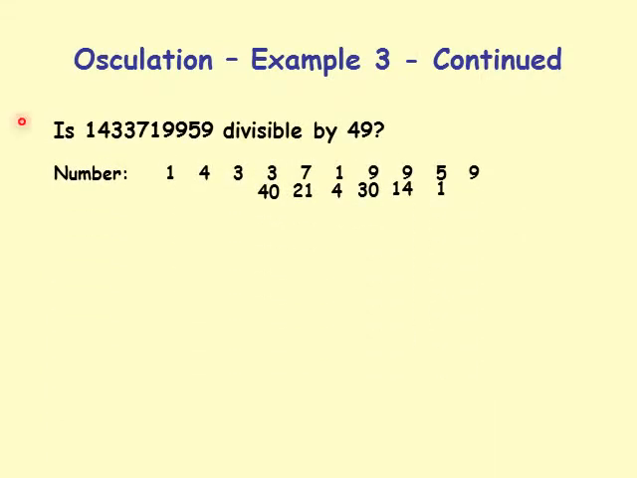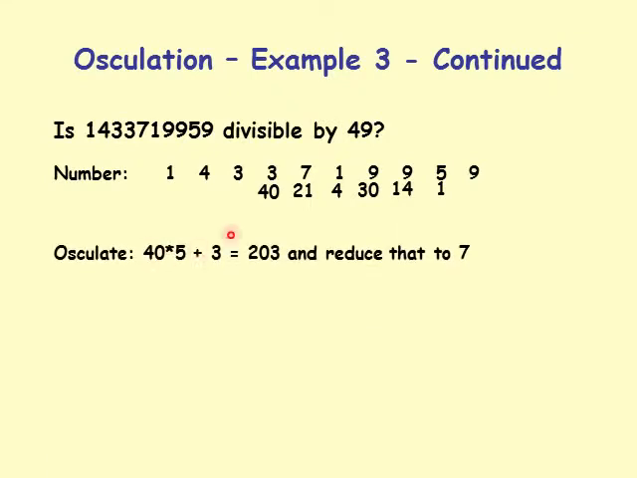Now we'll continue again. Is 1433719959 divisible by 49? We have so far osculated up to here. Let's continue. So osculate again. 40 times 5, the proxy, plus 3, the digit on the left, 203. We take away 196 from there, reduce to 7. 196 is 49 times 4.